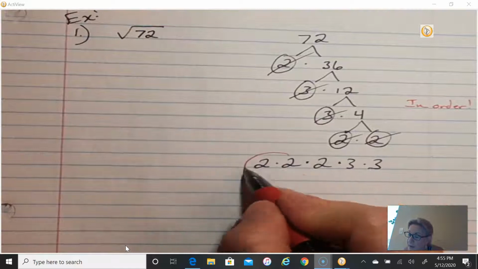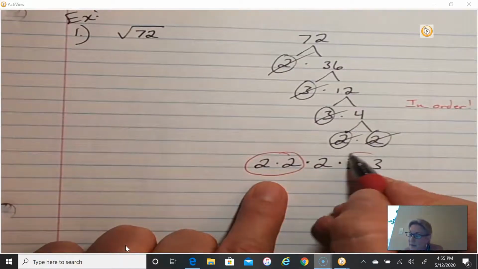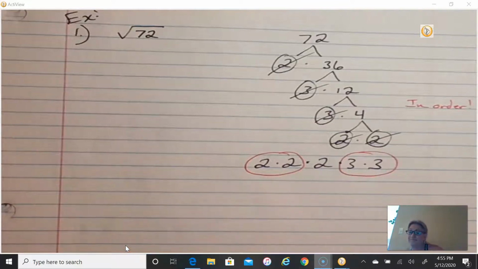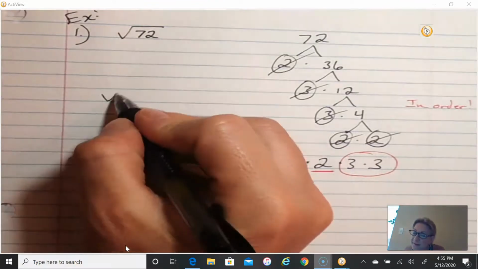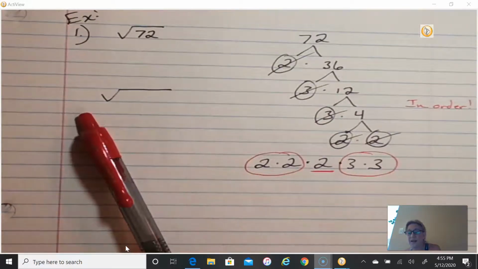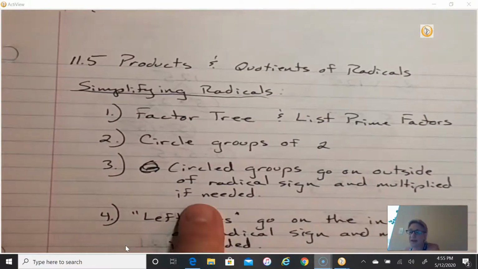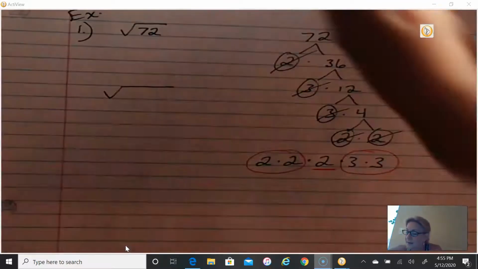Notice I have a group of 2 right here and a pair here. I have 2 pairs this time. This is my leftover. So step 3 says that the groups go on the outside and multiply if needed. Multiply if needed.